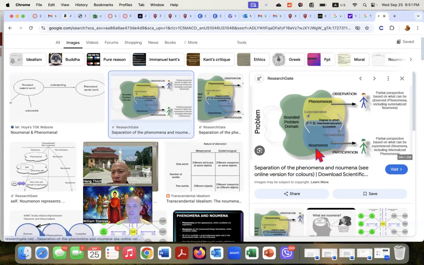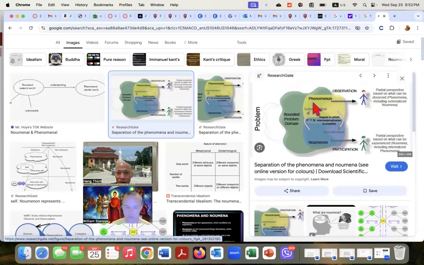So here, it says phenomenon is a partial perspective based on what can be observed, and noumenon includes internalized phenomena. So that means we participate in that type of environment, and we have that experience, like you say, internalized, like the Buddha nature. This graph doesn't match what I thought I understood about it. Let me move so I can read the text beside it too. Partial perspective based on what can be observed. Okay, that makes sense. And then noumenon, partial perspective based on what can be experienced. Oh, the experience, versus the observation.